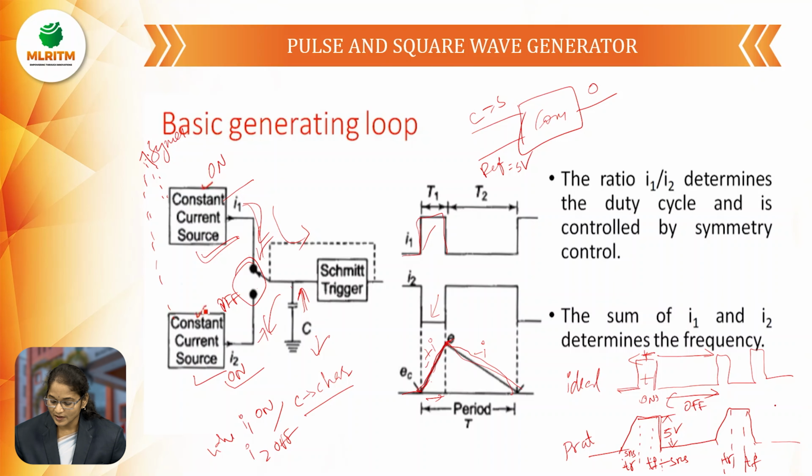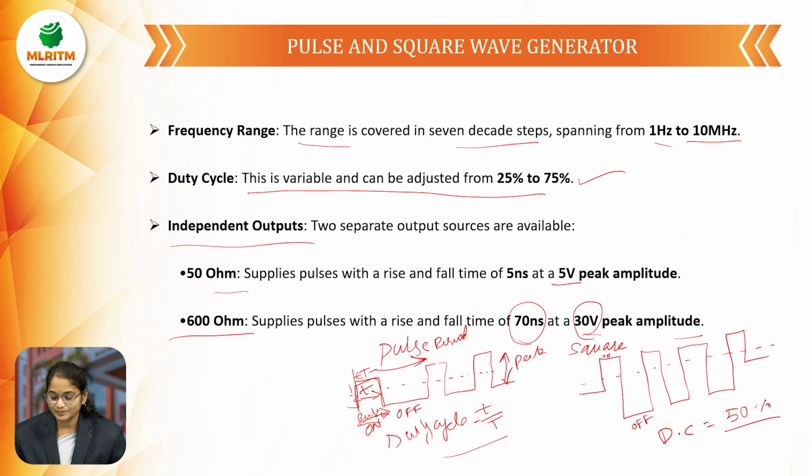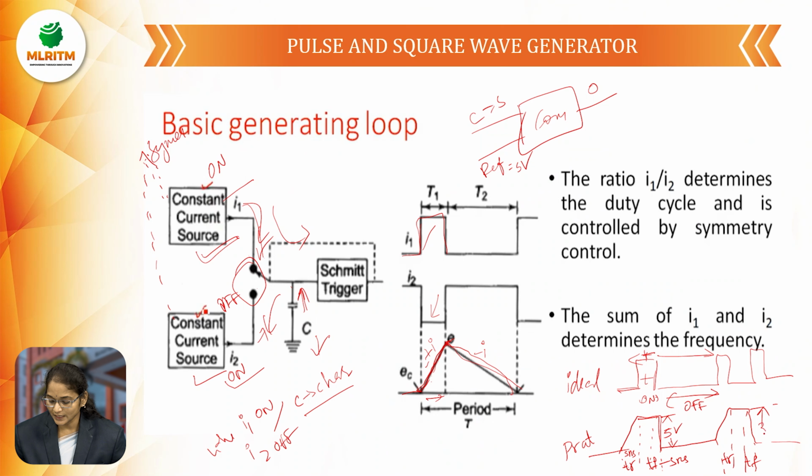TR, TF. Whenever we are generating the 600 ohm, the voltage is 30 volts. The rise time and fall time is 70 nanoseconds. The 30 volts and 70 nanosecond rise time, TR is equal, TF is equal 70 nanoseconds. Okay, this is about the rise time and fall time.